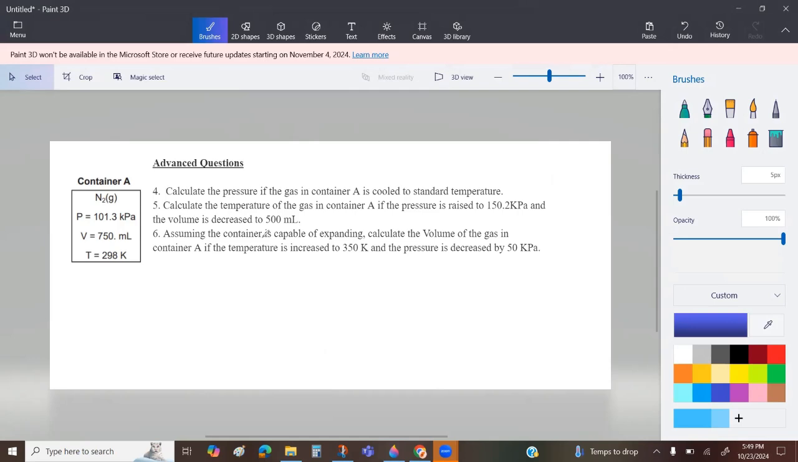Okay, so first one, calculate the pressure if the gas in container A is cooled to standard temperature. What was nice about this question, why I liked it, is it had all the variables lined up for you already. Everything's here, P1, V1, T1's here. So that would mean that my T2 is just standard temperature. And I would assume that the volume's staying constant here.